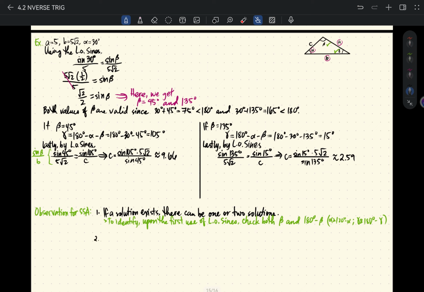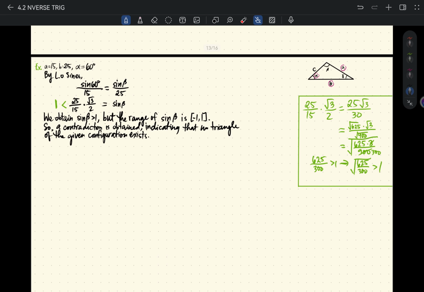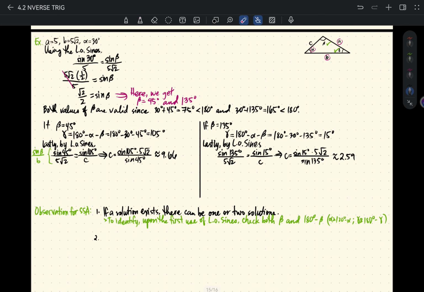And second one, when will we not have a solution? We have seen it in the second example. We will not have any solution if sine of beta is greater than 1. So no solution exists if a sine value greater than 1 is obtained.